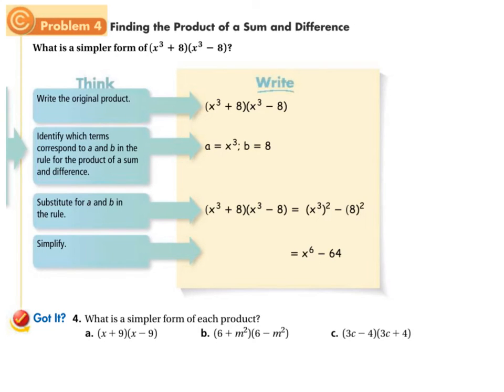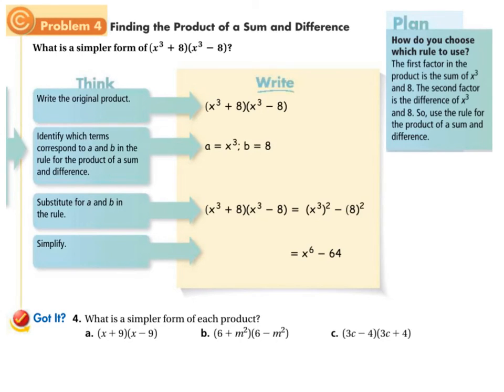Okay, so finding the product of a sum and a difference. It's a sum because there's adding, and a difference is subtracting the same two terms, x cubed and 8. One of them is being added, one of them is being subtracted. These are not the same binomial twice. So you're not squaring it. We're not using the rules for squaring. And in fact, here it says, how do you choose which rule to use? The first factor in the product is the sum of x cubed and 8, and the second factor is the difference of x cubed and 8. Since one is a sum and one's a difference, you use the rule for the product of the sum and the difference. Okay?